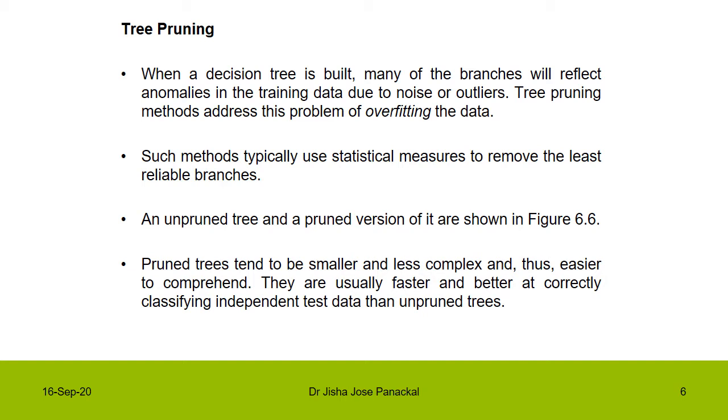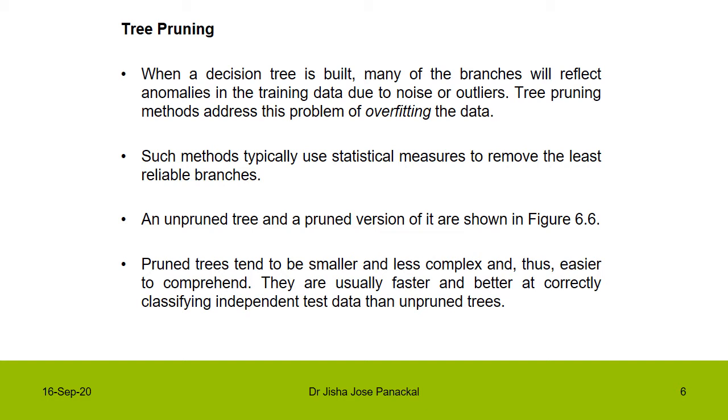When a decision tree is built, many of the branches will reflect anomalies in the training data due to noise or outliers. Tree pruning methods address this problem of overfitting the data. So tree pruning is also a necessary step that will avoid the problem of overfitting the data. Such methods typically use statistical measures to remove the least reliable branches.